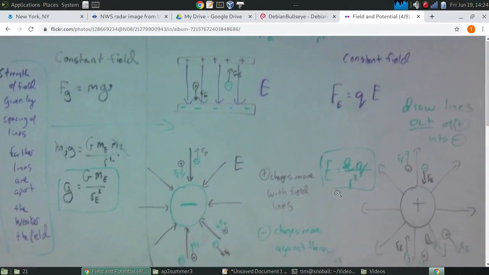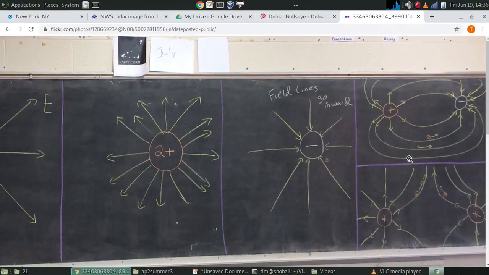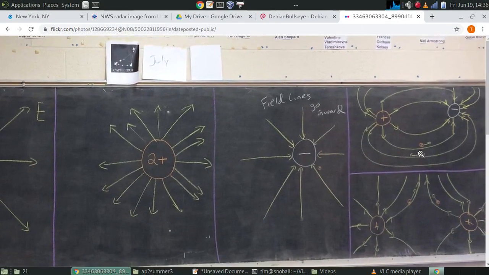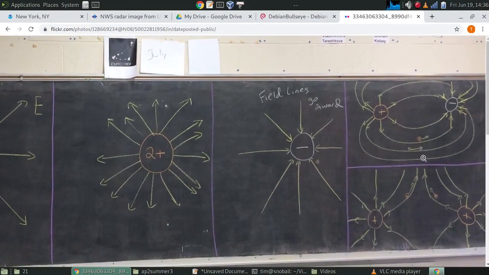We will definitely see situations in this class where we will have multiple charges, and that will cause fields to go in different strange directions. But again, positives will move with field lines, negatives will move against them. And we can always calculate the force on an object as long as we have a quantitative value for the field.